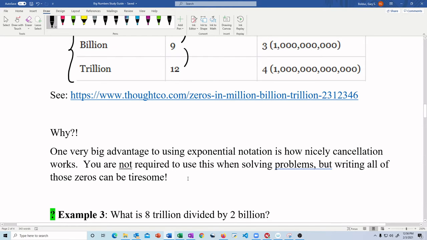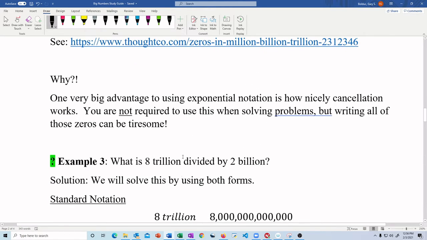feels comfortable. So let's do an example. And we're going to do it both ways, just so you can see how this looks. Example 3. Remember, this symbol means give this a shot before you look. Just try it out. So what is 8 trillion divided by 2 billion? Again, we're using these numbers here. And this is another shorthand way to not have to write out all the zeros.